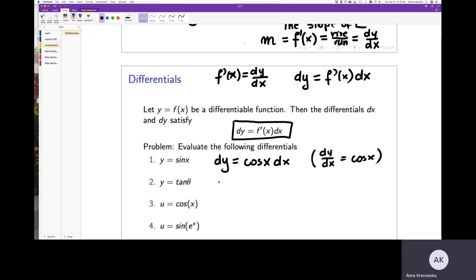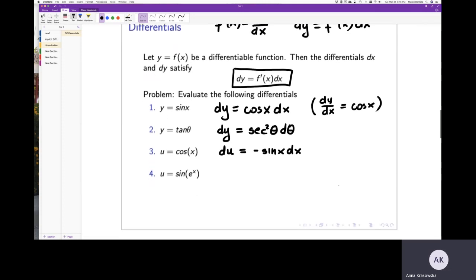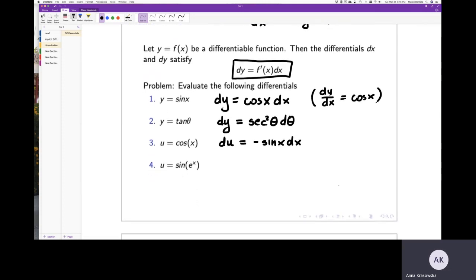In the second example here we have y equal to tangent theta, so the differential dy will be the derivative of the tangent, secant squared theta, times d theta. Our variable is called theta, so we write it as theta. If u is cosine x, the differential will be called du, minus sine x times dx. You can always write the first derivative dy dx and then bring dx to the other side as a second step, or try it immediately.